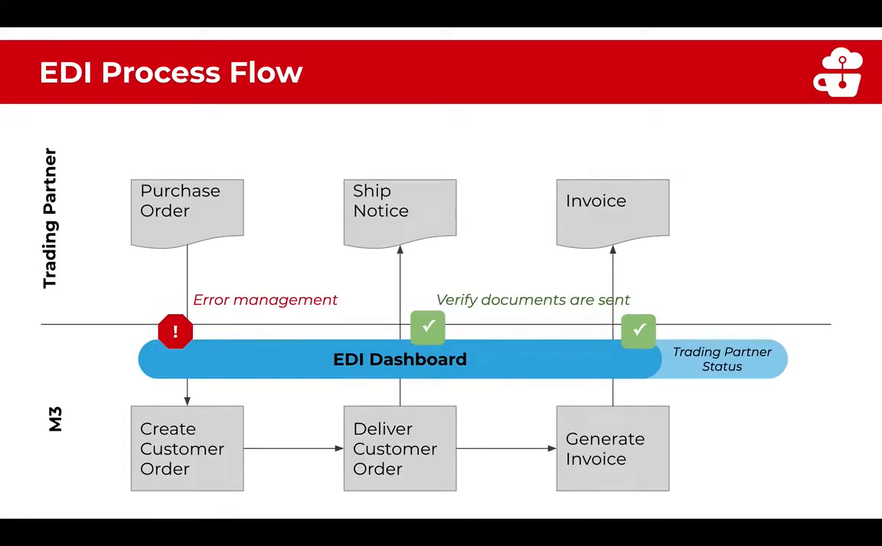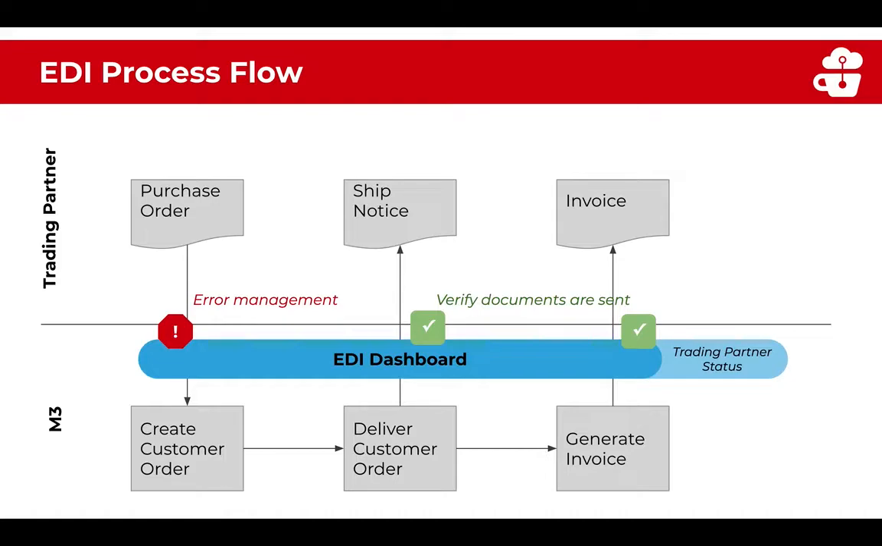Moving forward, let's have a quick glance at the EDI process flow. This process starts when we externally receive a purchase order from a trading partner. Then we go into M3 to create a customer order. If there is some error associated to the order, it can be managed from the dashboard. When the order is delivered to the customer and the ship notice is generated, this can also be tracked and verified from the EDI dashboard.